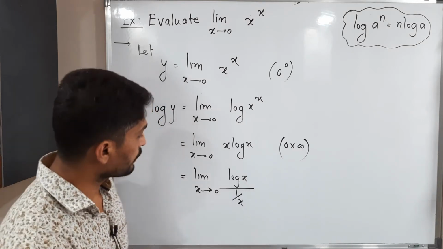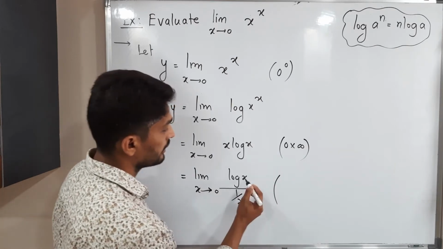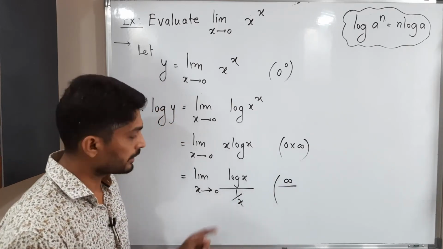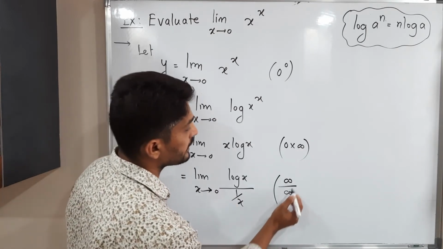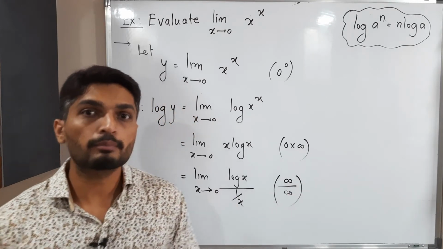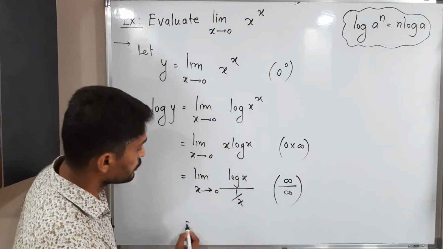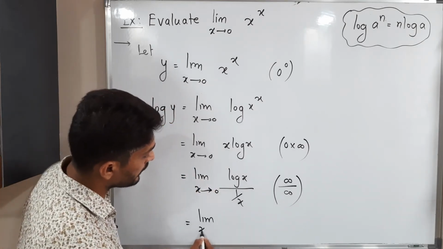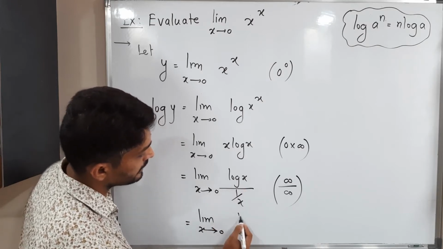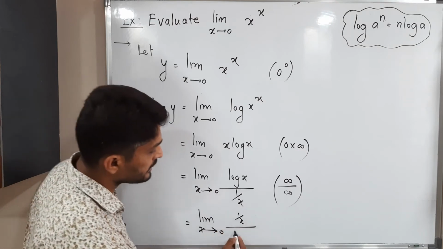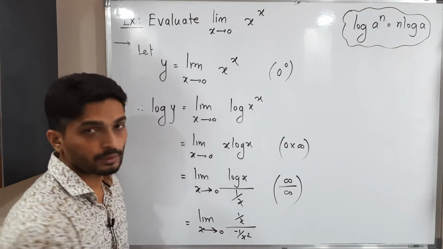Let us see what will happen if I apply 0. Log 0 is minus infinity, so we get infinity in the numerator, and 1 upon 0 is infinity. Yes, we are getting infinity upon infinity form. So that's why we can go for L'Hospital's rule. L'Hospital's rule says we have to take the derivative of the numerator; its derivative is 1 by x. The derivative of the denominator, derivative of 1 by x, is minus 1 by x square.